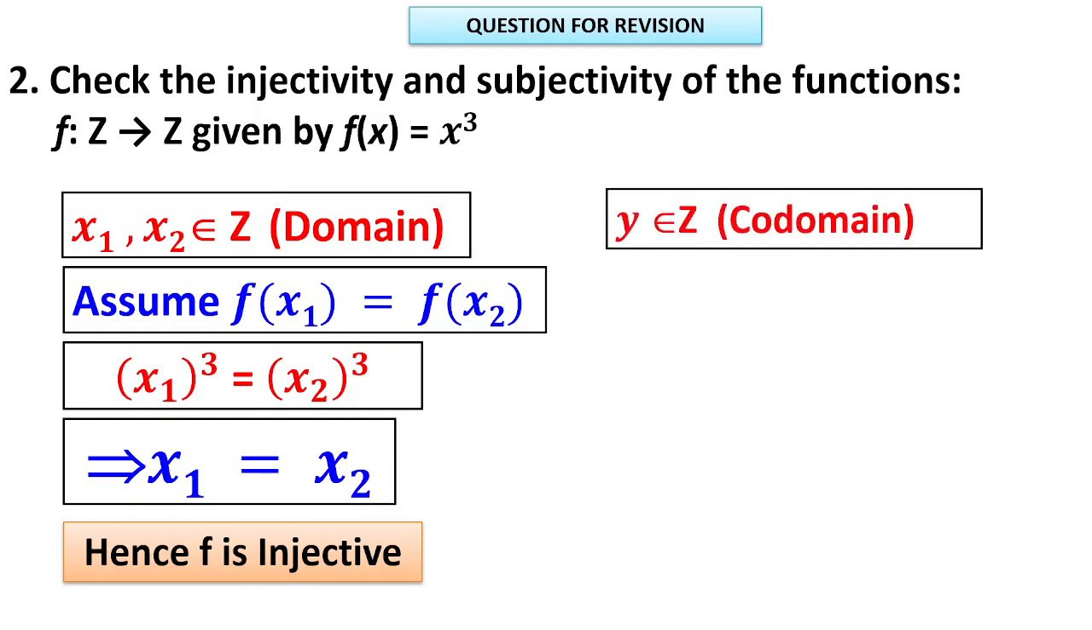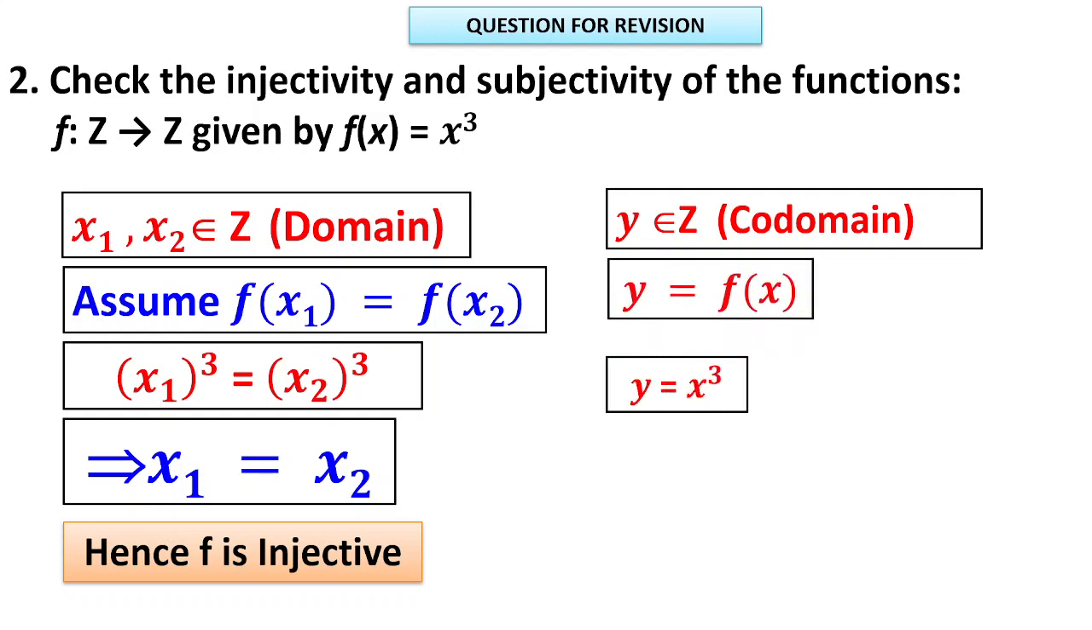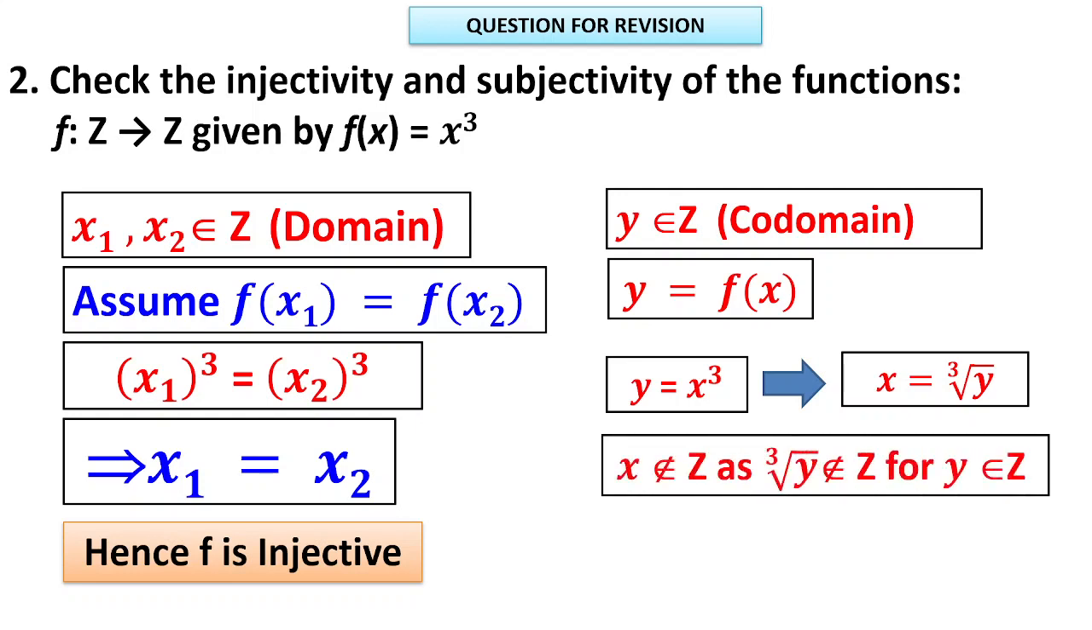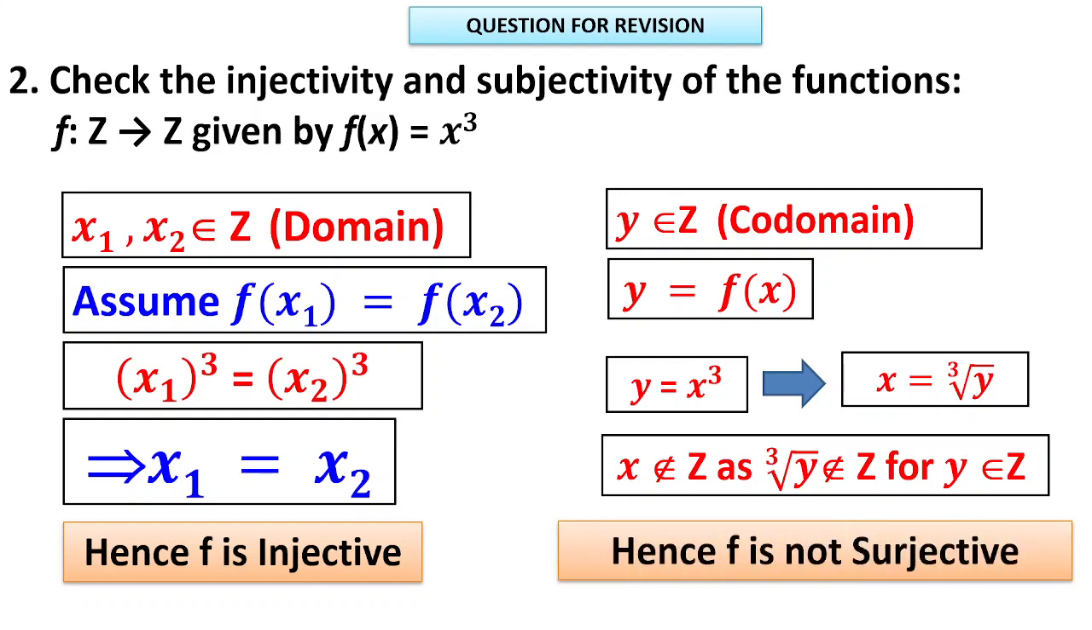Let us check whether it is onto. y is an integer. I am taking y is equal to f of x, and y is equal to x cube. How to get x? It will be the cube root of y. But suppose you take y as an integer, is the cube root of an integer an integer? It cannot be. Therefore, x cannot be an integer. It cannot be allowed inside the domain. Therefore, it is not an onto function. So it is not surjective. It is injective and not surjective.